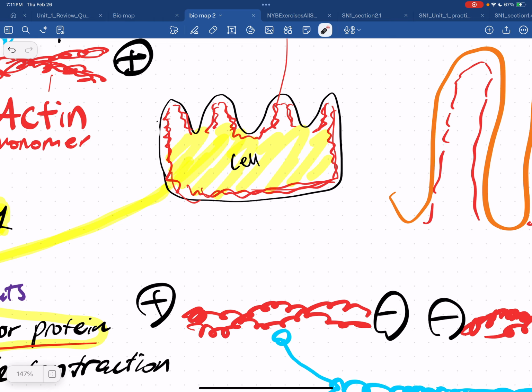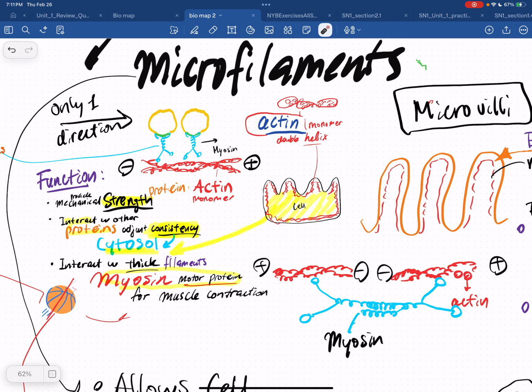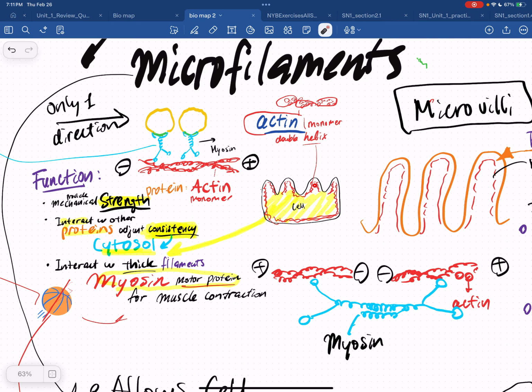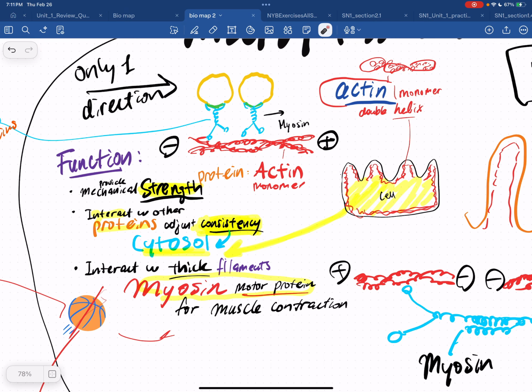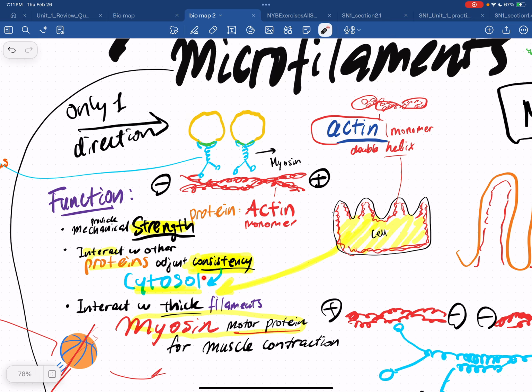So this is the cell, for example, and this is the microvilli. These are little undulations of skin. And inside them, there's a lot of microfilaments. Microfilaments are in these undulating microvilli. And they interact with proteins, because there's a lot going on within them, and proteins always interact with lots of things. Proteins will interact with microfilaments as well, and they will adjust the consistency of cytosol.